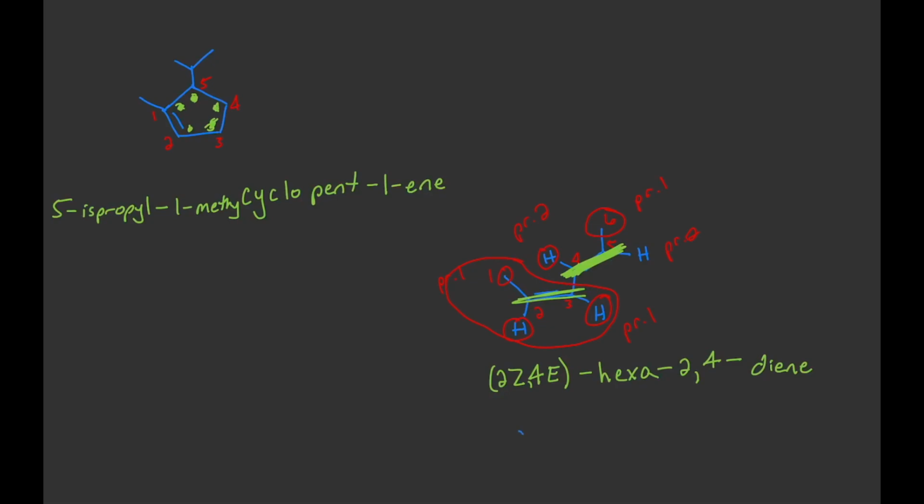And again, just to remind you what it looked like before we made it messy. We have this compound. So we have 2Z,4E-hexa-2,4-diene. Okay, that will be all for this video. In the next video, I'll talk about naming alkenes with functional groups and how the functional groups play into the priority of the substituents when naming alkenes.